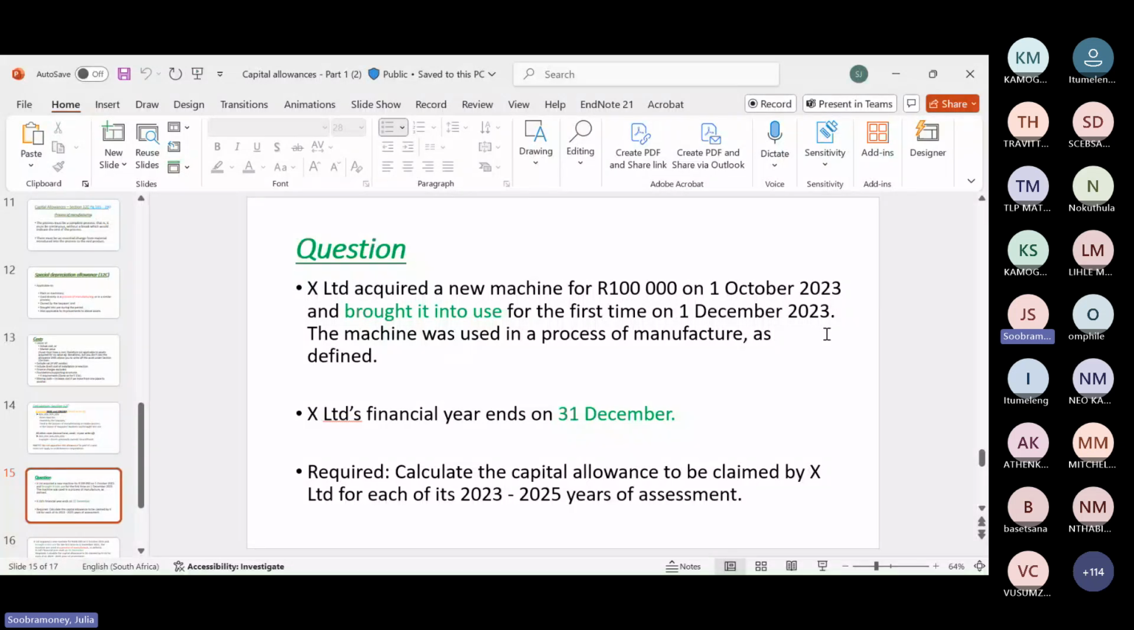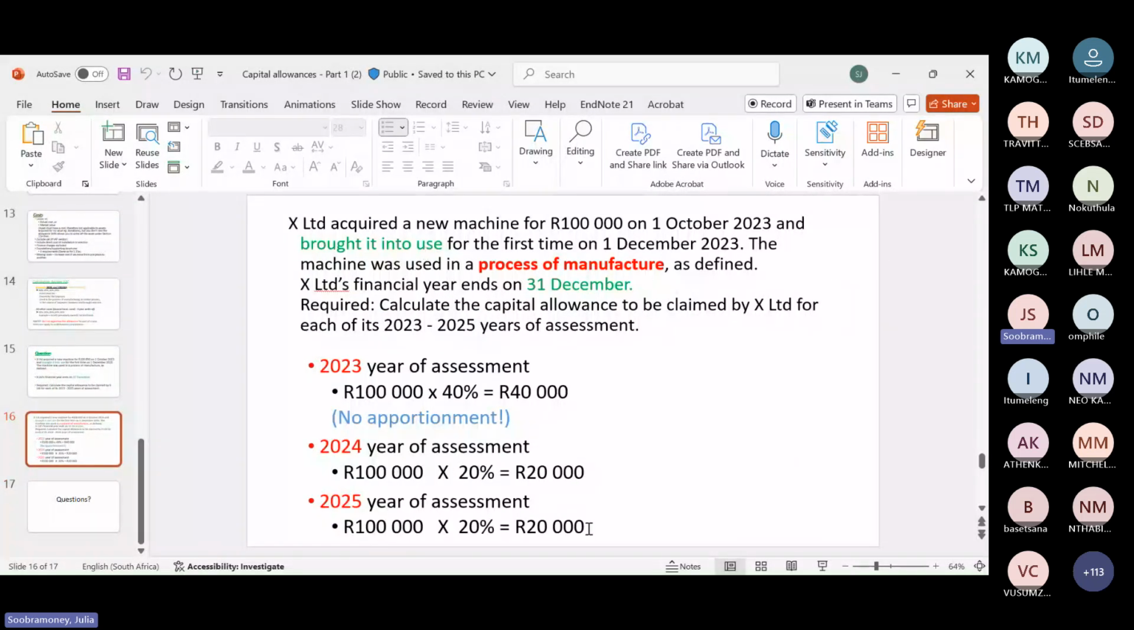Okay, so here is my solution. In 2023, I'll get 40%. Why? Because it is a new asset. 100,000 times 40%. 2024, 2025, I'll get 20%, 20%. And when will I write off this asset? It will be completely written off by 2026, right? Because in 2026, I would have written off the balance of the 20%. Okay, so basically that is section 12C.